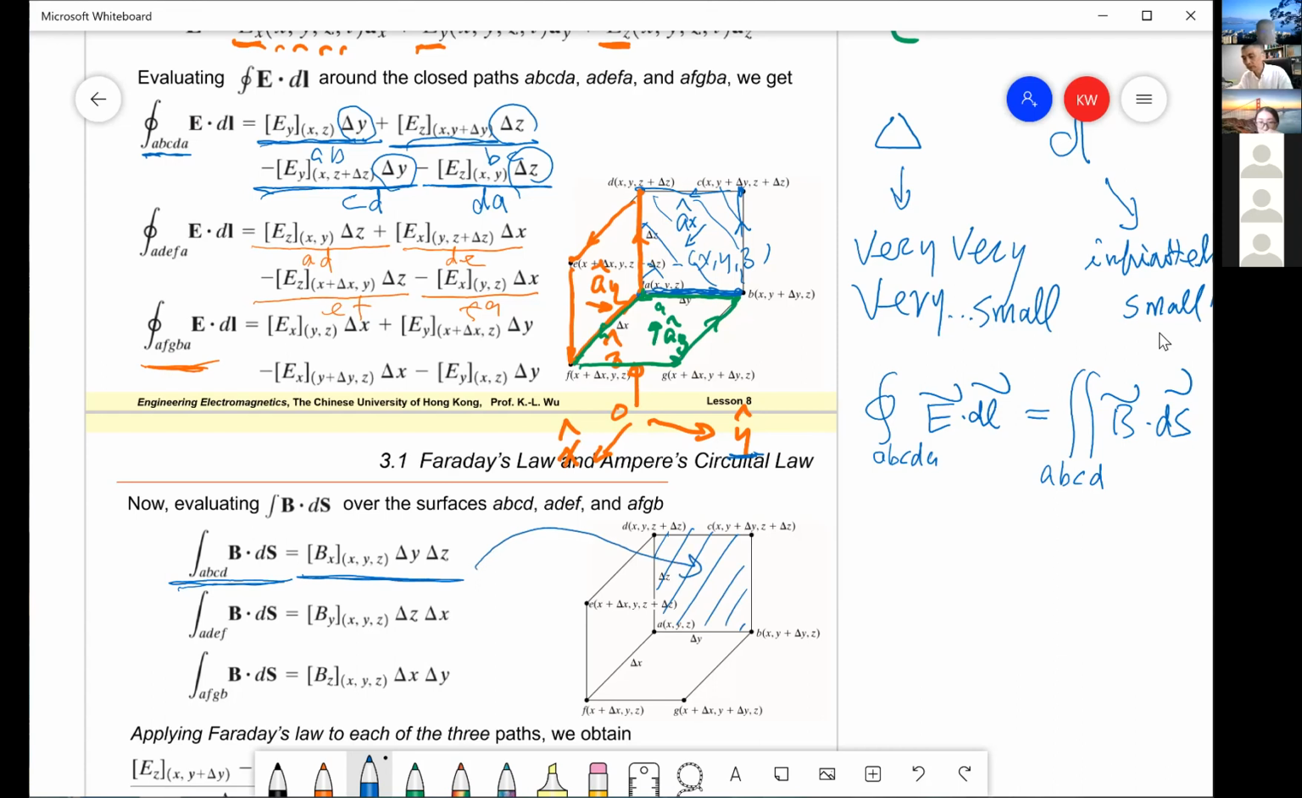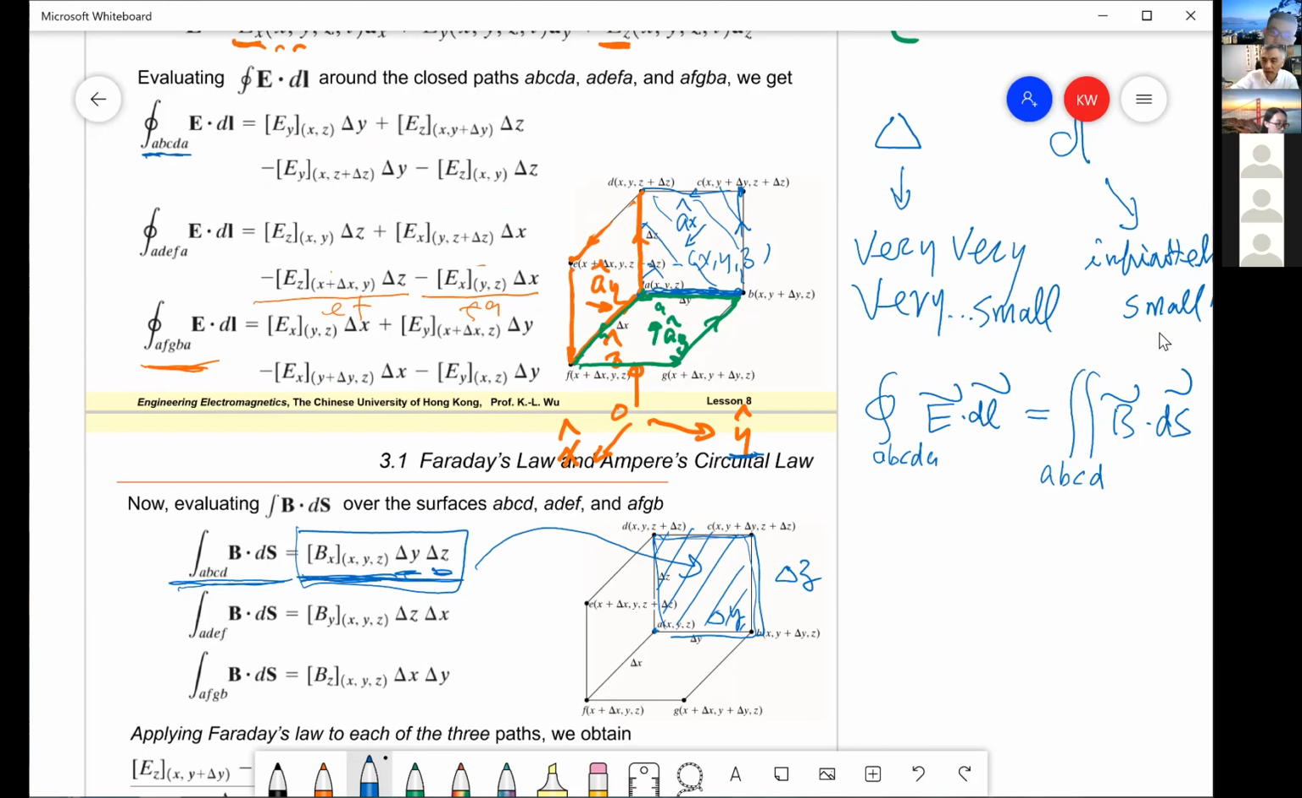We assume the magnetic field B at the arbitrary point x, y, z is everywhere equal, so this is a constant, multiplied by this area, dy dz. This is dz, this is dy. Then this is the flux. So suppose this term equals this everywhere here.